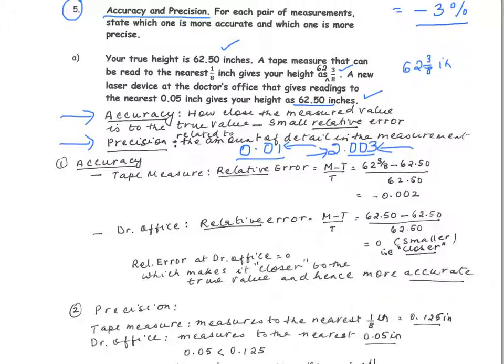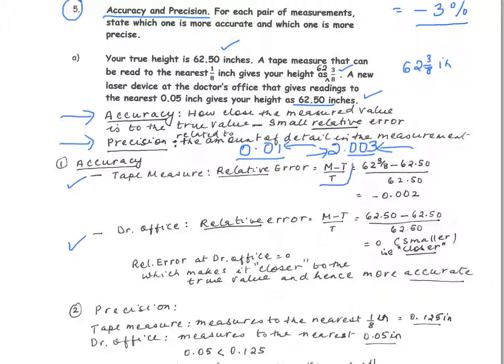So we have two types of measurements. One is a tape measure, and the other is the laser device. Let's look at the relative errors of these two measurements, and whichever is the smaller would be closer to the actual or true value of the measurement, which is 62.50. So that's how we're going to compare the accuracy of these two measurements, by comparing the relative errors.